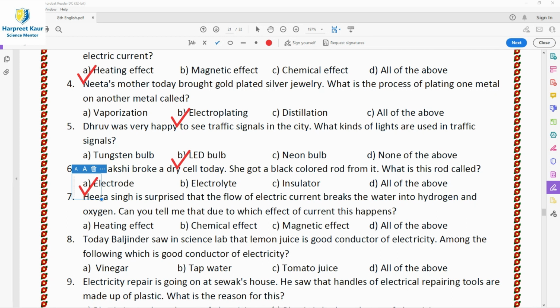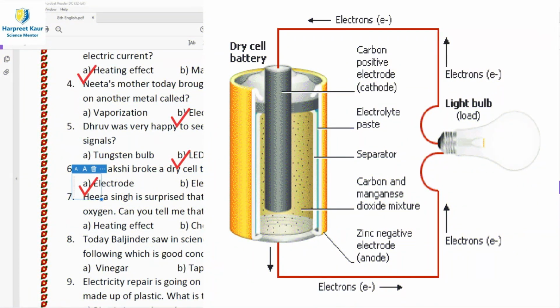Children, here you have to understand that electrodes are of two types, anode and cathode. The electrode which is connected to the positive terminal of the battery gets positively charged, and that is called the anode. Means the positively charged electrode is called the anode. And the electrode which is connected to the negative terminal of the battery gets negatively charged, so it is called the cathode. By now it must be clear to you that these black colored rods in a dry cell are the electrodes. They are behaving as an electrode.